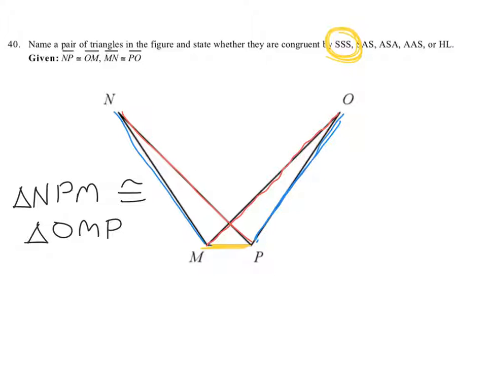So just looking at the answer key, I see that the answer key names those triangles as N, M, P, going from the last to the first, congruent to P, O, M, and of course by side, side, side. So we're done.